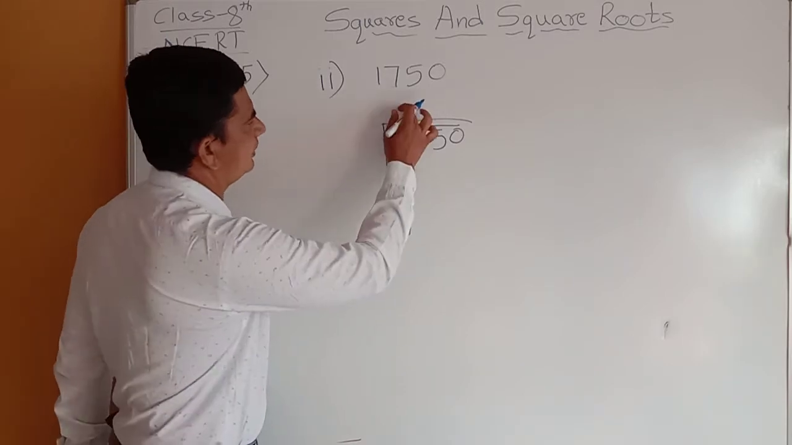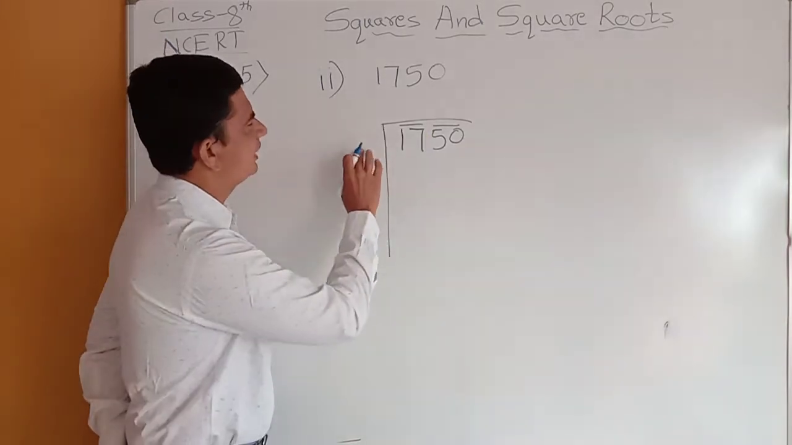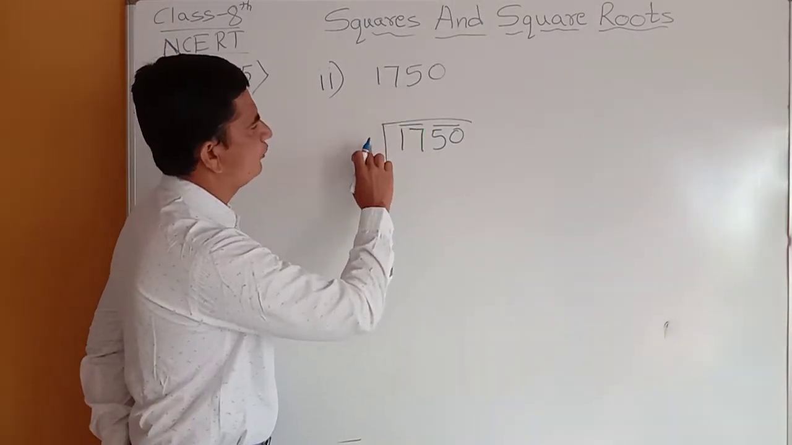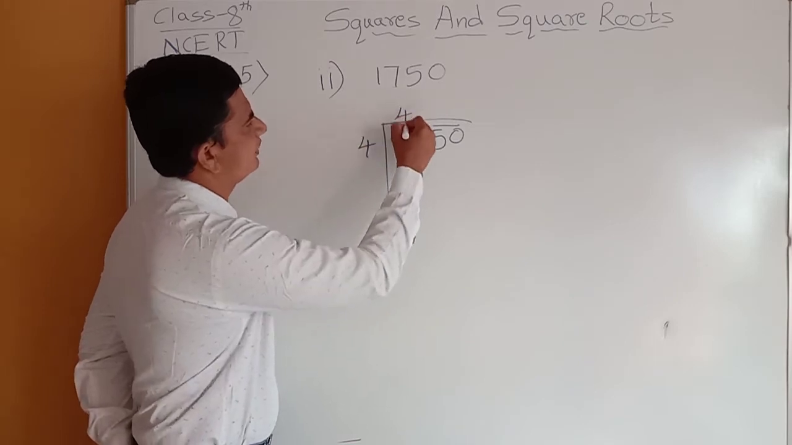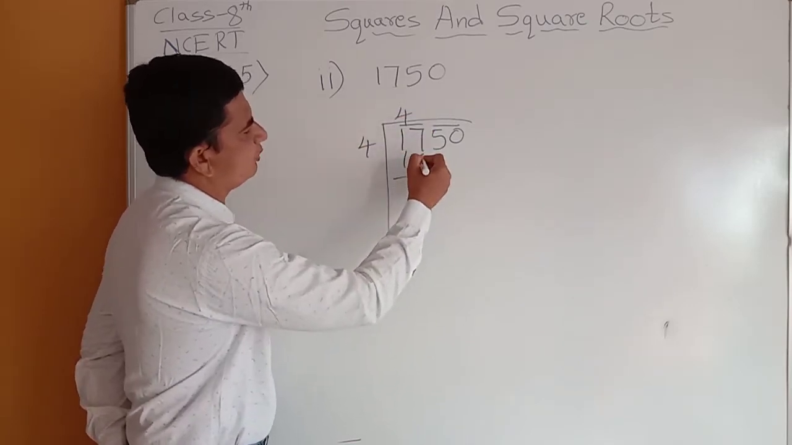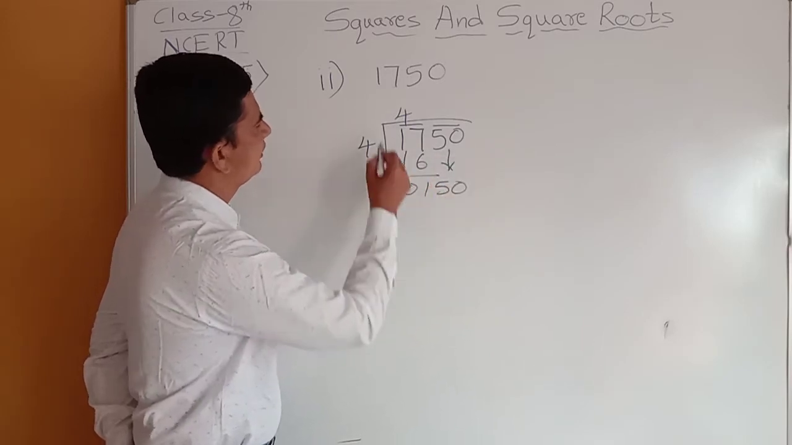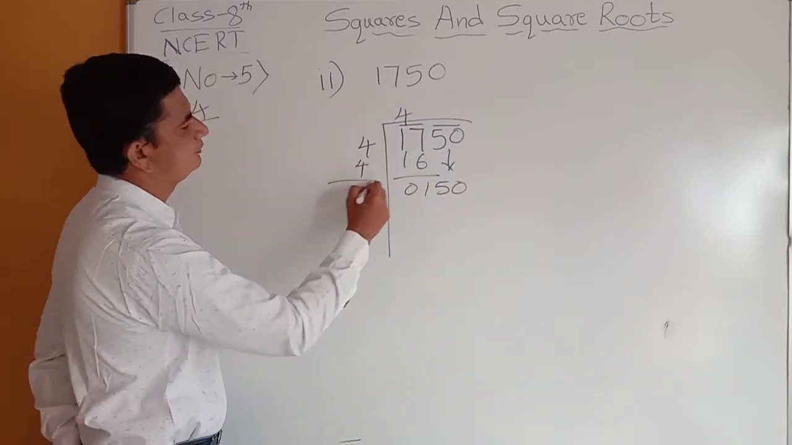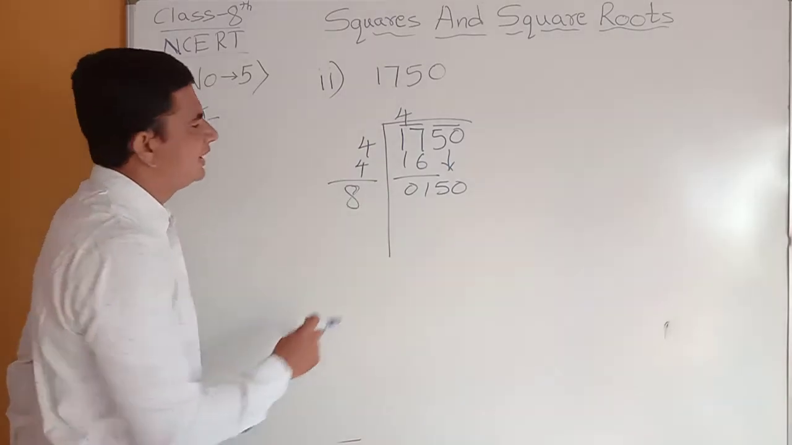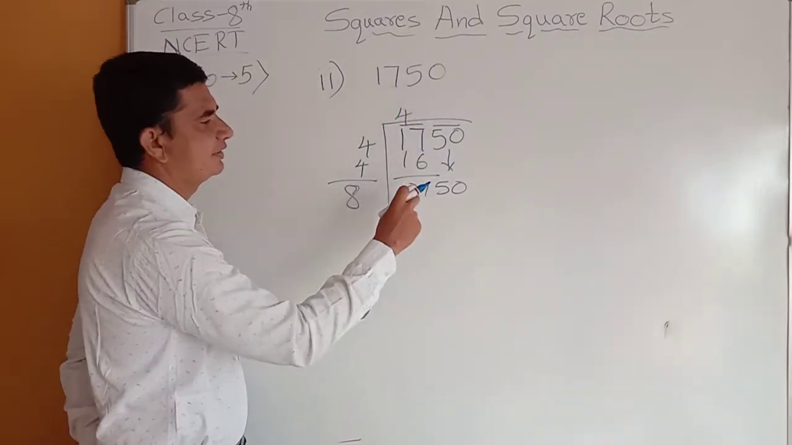Now start with any number. If you take 3, 3 3s are 9; 2 2s are 4, so 4 4s are 16. We can take the nearest number, 16, subtract 10 1 6 1 0. So take down 50 here. Then add 4 here, we got 8. If you take 81, 1 1s are 81, it's small.